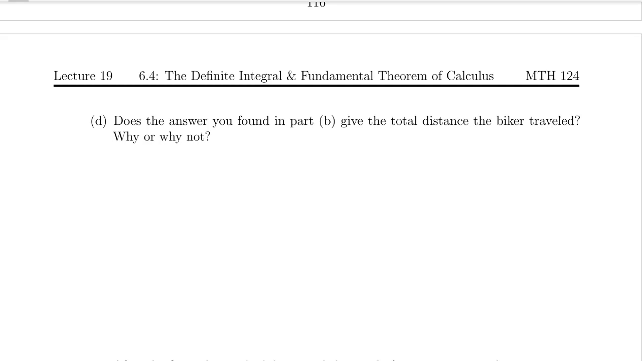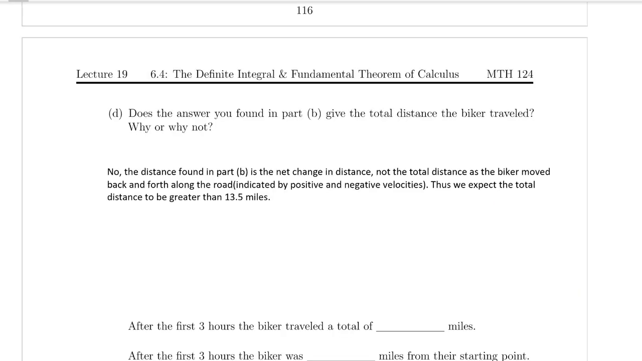So for part D, we've kind of answered this question already. This distance that we found above, the 13.5 miles, does not give us the total distance the biker traveled, and that's because this is the net change in distance. So you can see the second part of that explanation explains that we expect the total distance to be greater than 13.5 miles because the biker was moving back and forth along the road, and the 13.5 miles is only measuring their final distance from their starting point.